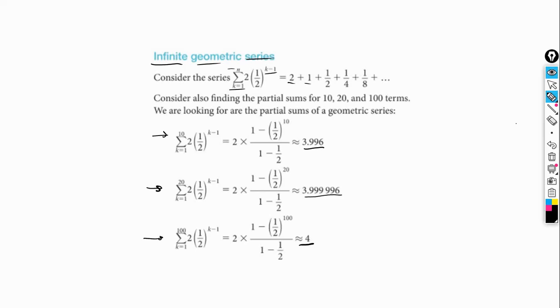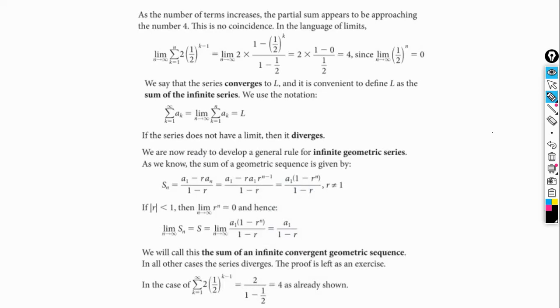So this implies something that we're going to see next. As we saw in the previous slide, as the number of terms increases, the partial sum appears to be approaching the number 4. This is no coincidence. In the language of limits, we would say the following: the limit as n approaches infinity of this partial sum, or this infinite sum, I should say now, is equal to the limit as n approaches infinity of 2 times 1 minus 1/2 to the k over 1 minus 1/2. Now, what happens as k tends to infinity for 1/2? Well, that means that we would be dividing 1 by an ever larger number. If you divide 1 by very large numbers, you get closer and closer to 0, which is what we see here. The limit as n approaches infinity of 1/2 to the power of n is 0. So if you do the math, you end up with 4.